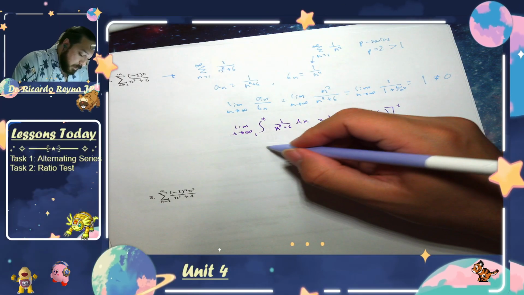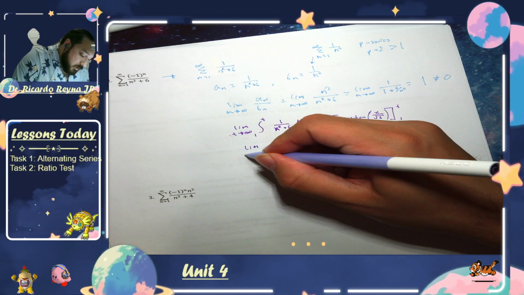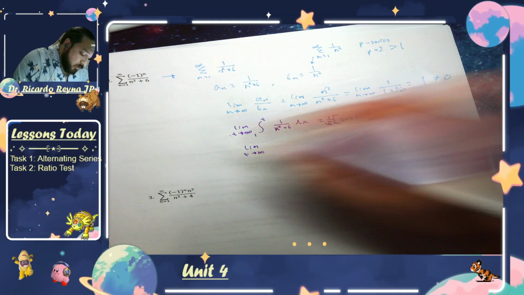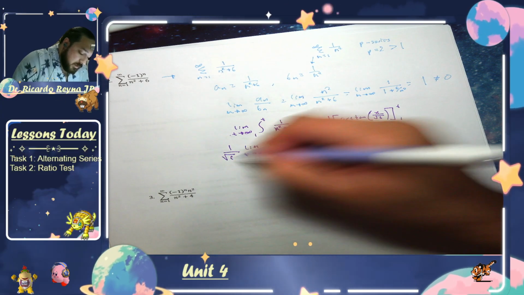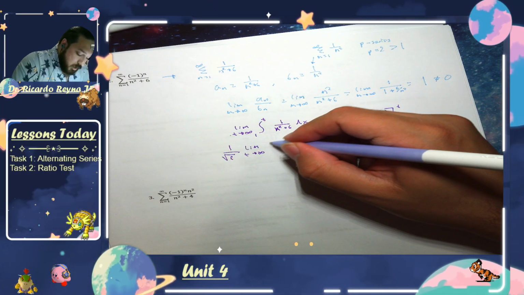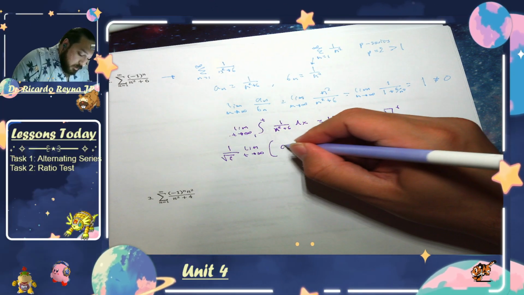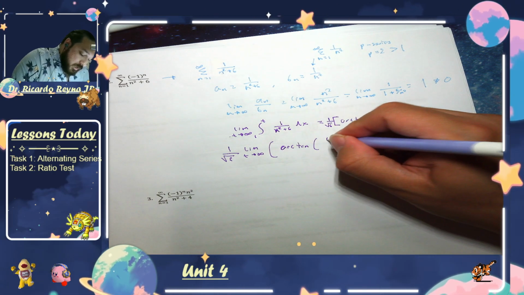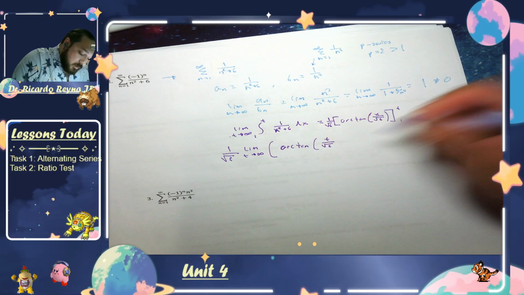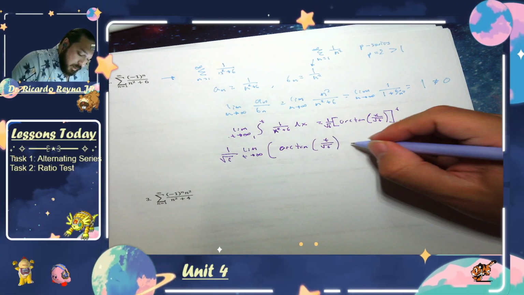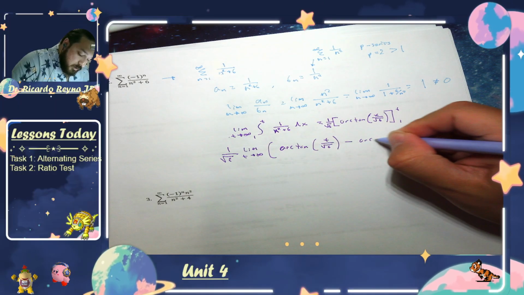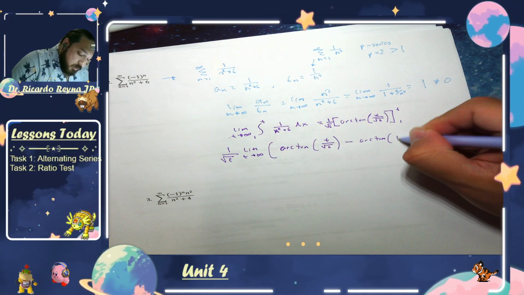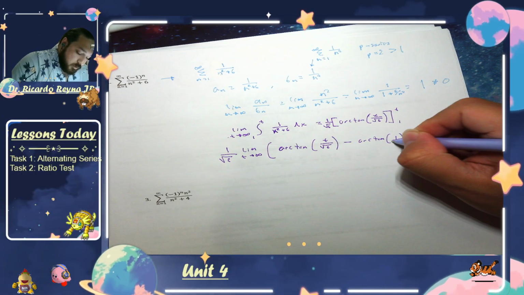So for here, the limit as t goes to infinity, I'm going to let the 1 over square root of 6 escape. And we have arc tangent of t over square root of 6, and then minus arc tangent of 1 over square root of 6.